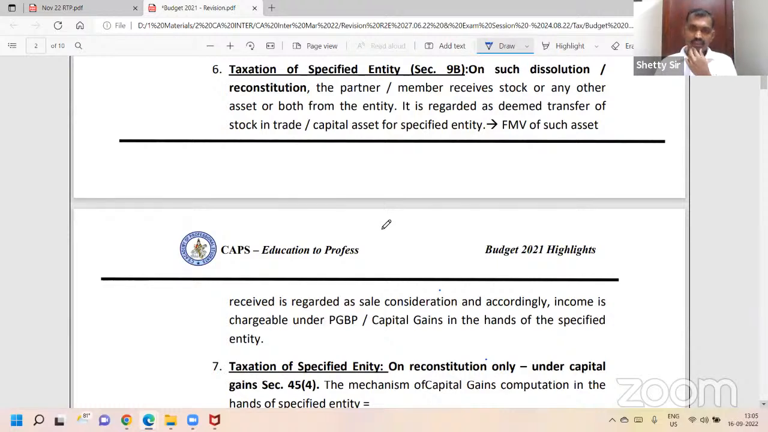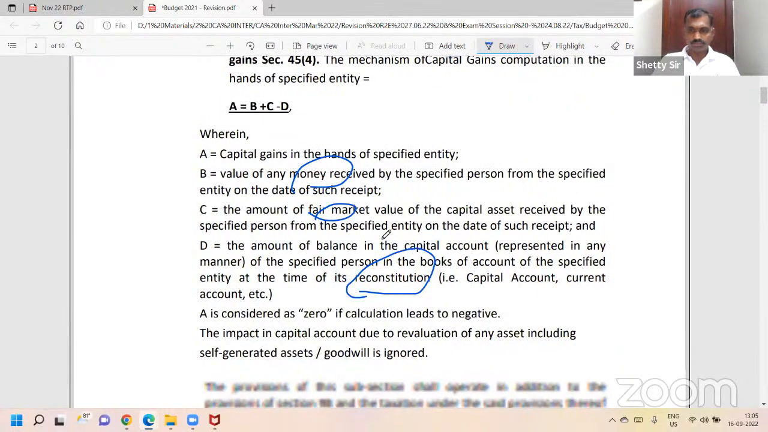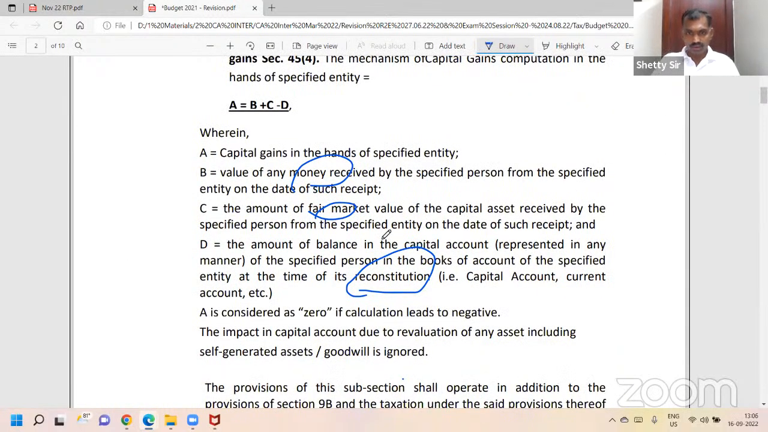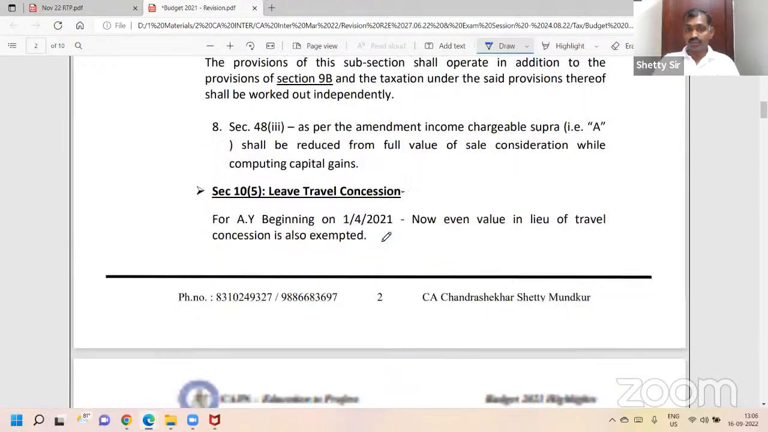Right side 9B, see right side 45. Left side 9B. Did you write 9B? Section 9B. Right side 45, only on reconstitution. A is equal to B plus C minus D. Everybody understood? Regular class notes are also there, note them. And the problems, and the term revaluation is always unheard.